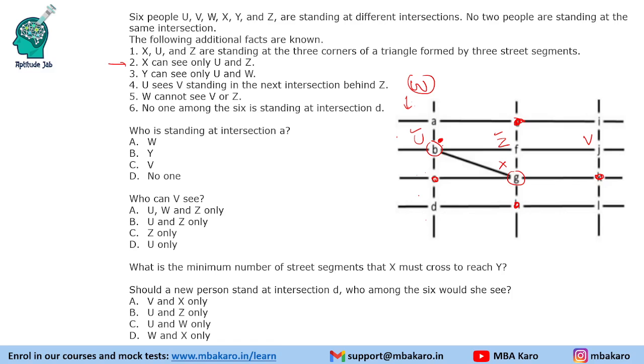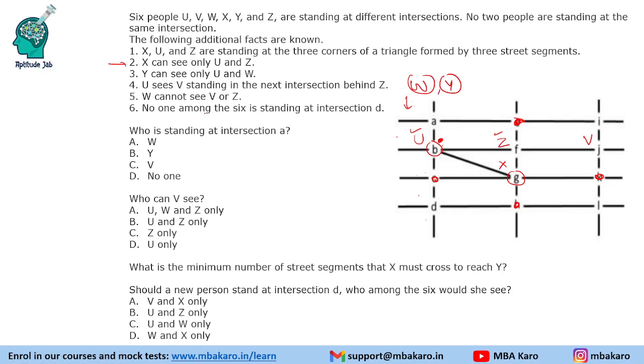Okay. Because W cannot see V or Z, W has to come in this column. Now we are given that Y can see only U and W, so Y should be able to see U and W. So we have Y also in this column, because if W is in this column, either we should have W here and Y here, then only we can have Y seeing W, but in that case Y cannot see U. So Y should also be in this column and W should also be in this column. So Y and W come in this column.